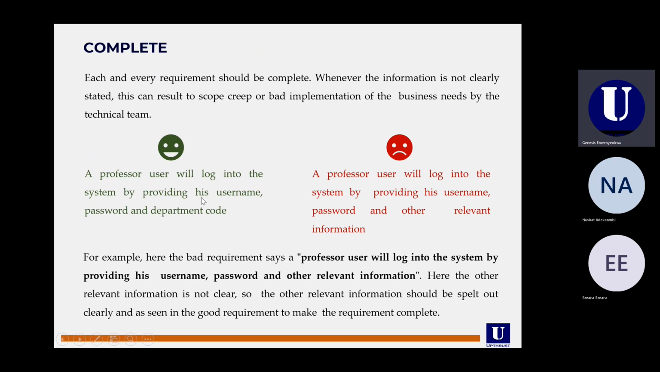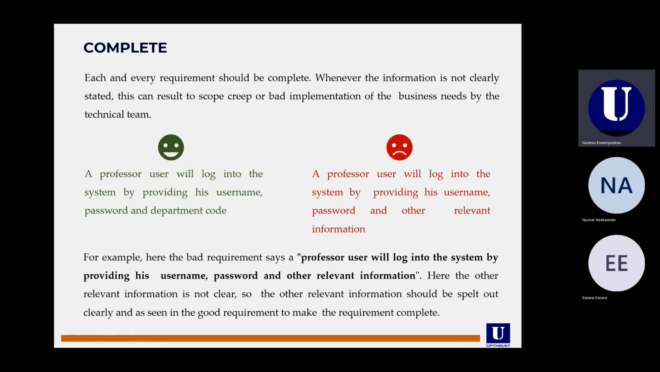But a well-defined and stated requirement to the left will say that a professor user will log into the system by providing his username, password, and department code. With this way, we understand that there are basically three credentials that a professor will need to provide. Number one is his username. So if I'm a professor, my username could be Genesis 2024, right?